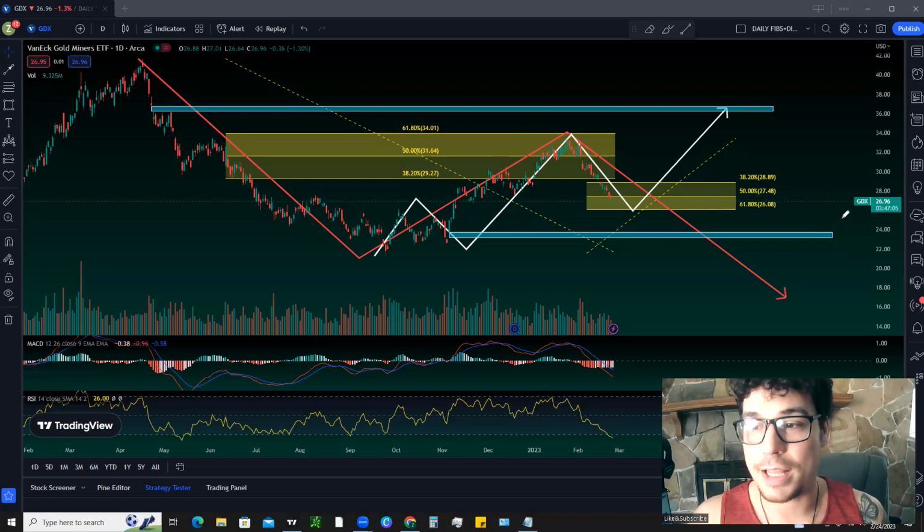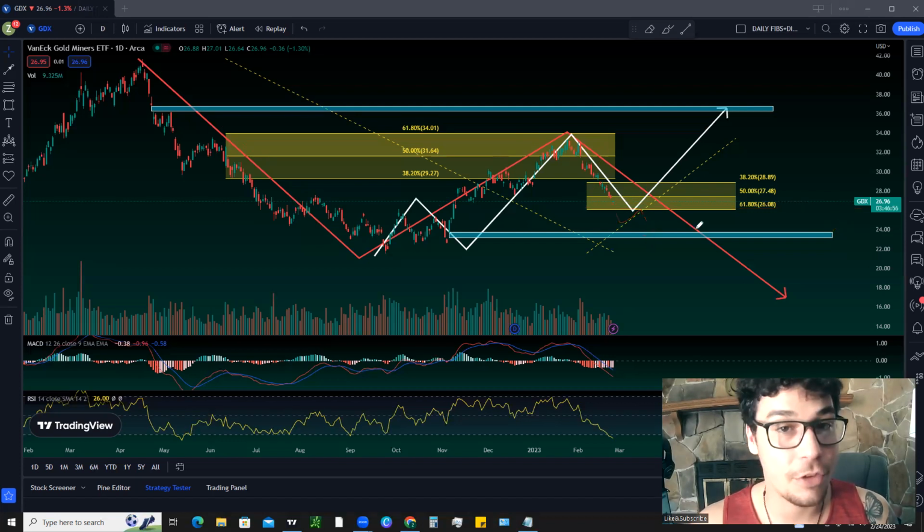So if you see, we've got this gap here to about $23 roughly. If we break below that 2608 level and flip it to resistance, most likely we're going to come down here and end up filling that gap.